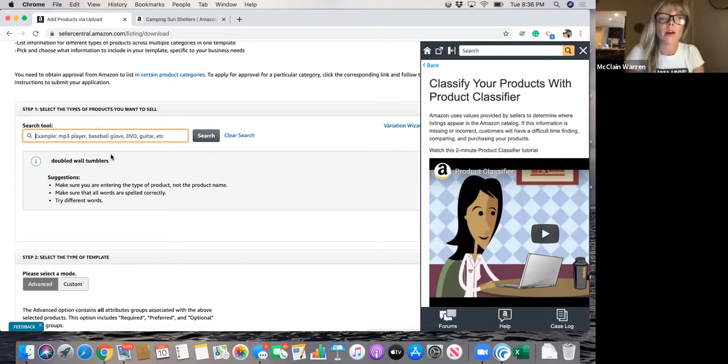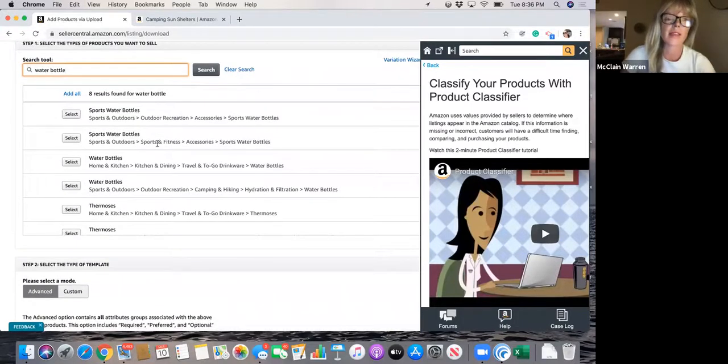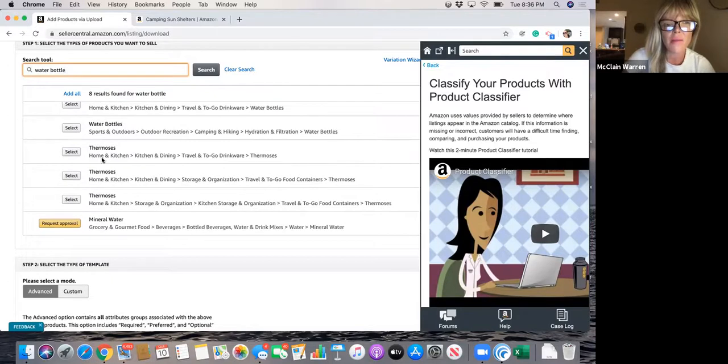So let's check out water bottles. I'm going to go to water bottle. And now we're in completely different categories. And that makes sense. I mean, obviously for water bottles, most people use them for sports and outdoor activity. So again, we have sports and outdoors here, same product, but in a different category, home and kitchen. And then we actually have thermoses below that.